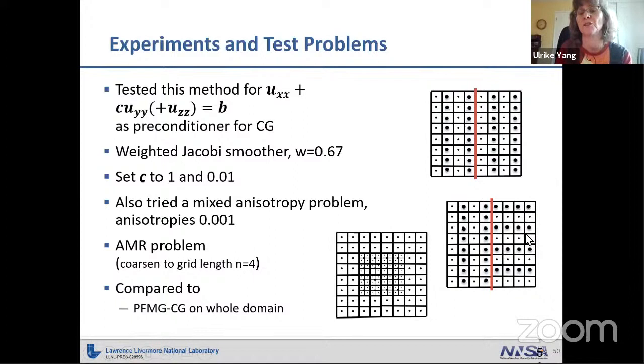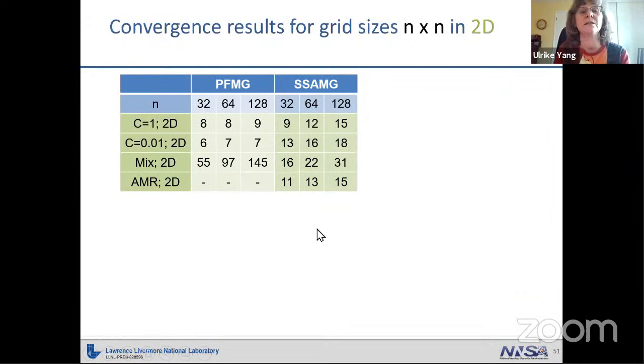And we compare this where we have a small box included and a big one. And we compare this to PFMG CG on the whole domain. Obviously, we cannot use PFMG on this problem here, but we can sort of use it here by assuming this is just one domain and see how these compare. So here, the 2D case, you can see the number of iterations.